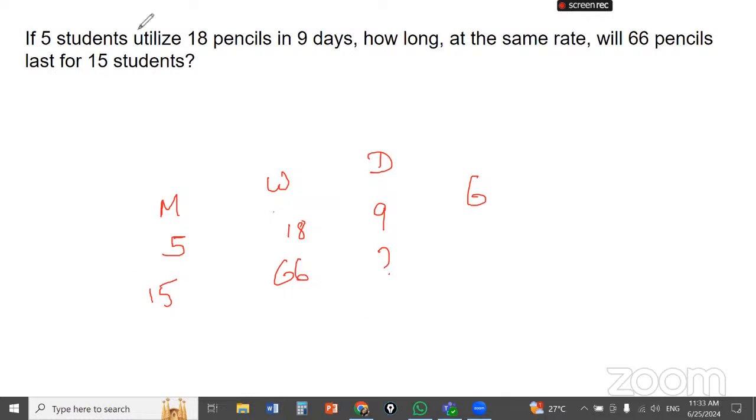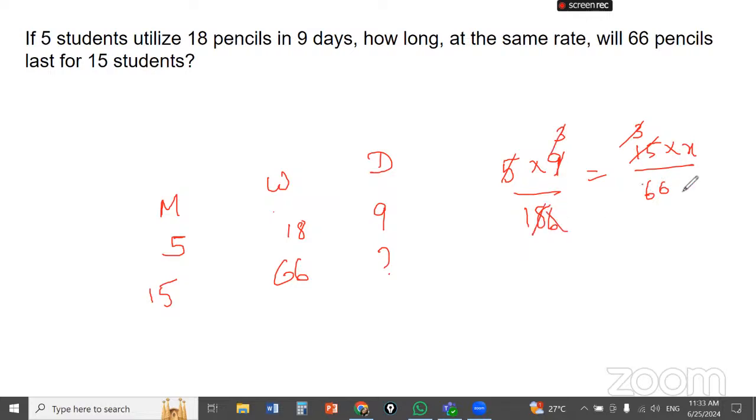So 66 and 18 are the work done. That comes in the denominator. Obviously, we don't put it on the top. So 5 times 9 upon 18 is equal to 15 times x upon 66. So we are supposed to solve this. This will be 3 and this is 3. This is 6. So x is equal to 11. Yeah, the answer is 11.